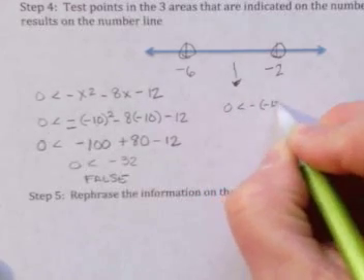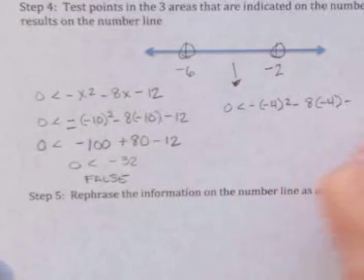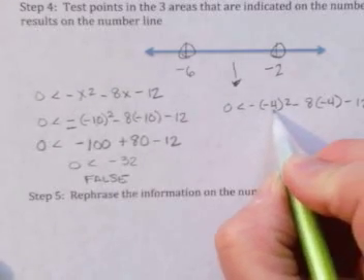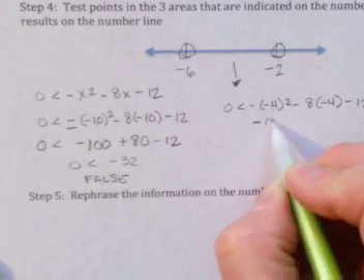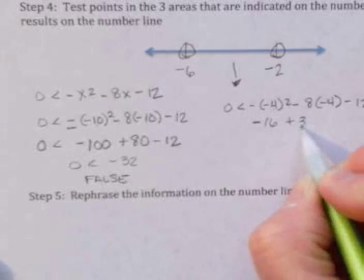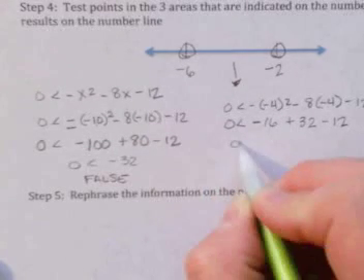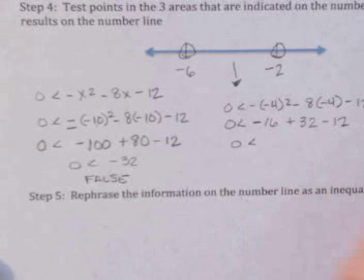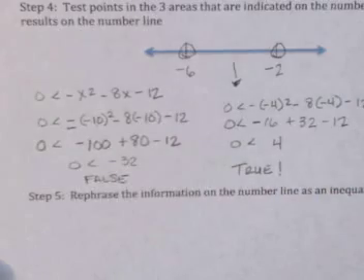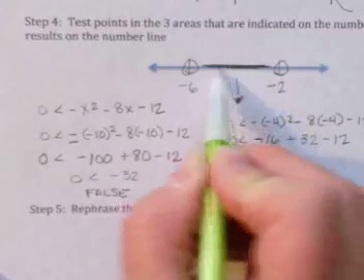And I again put that into the original inequality. And then I just have a lot of simplification to do on the right-hand side. -4 times -4 is 16, but then there's that negative outside the parentheses. Negative 8 times negative 4 is positive 32. And then I have negative 12. And if I add these all together, I get 4. And I have a true statement. And that's what I was looking for. So I want to shade this part right here on my number line.